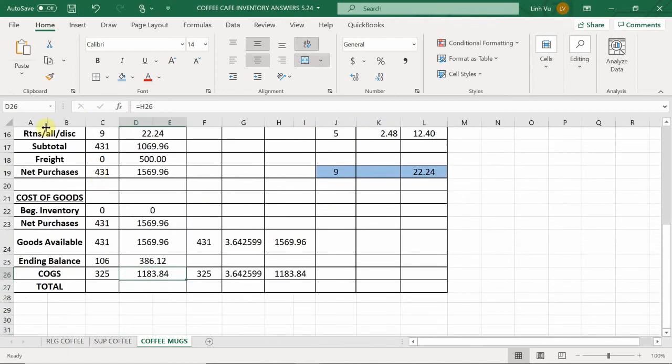Right? So now we have everything we need to complete our conversion entry. We have all the numbers. So let's go ahead and take this information and plug it into our journal.